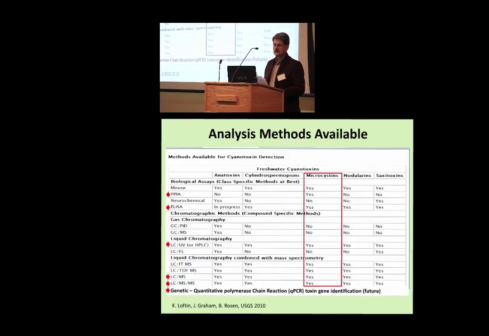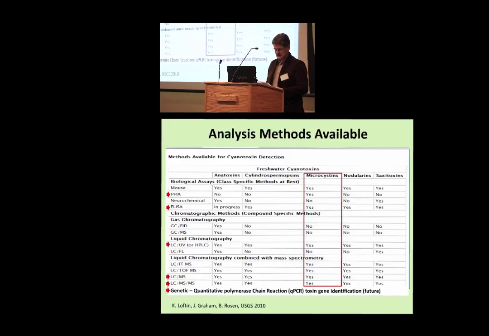Liquid chromatography using ultraviolet detection also works, but it's relatively expensive. It requires a pretty highly trained, qualified analyst, and there are limitations to that method also. Liquid chromatography using mass spectrometry or tandem mass spectrometry detection requires very expensive instrumentation and highly qualified analysts, but it is probably the best way to go at this point.